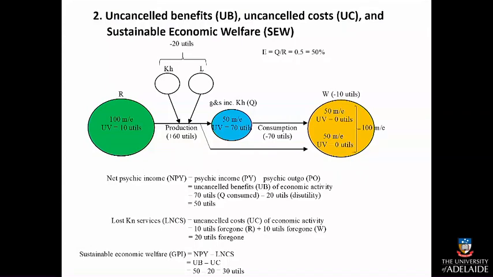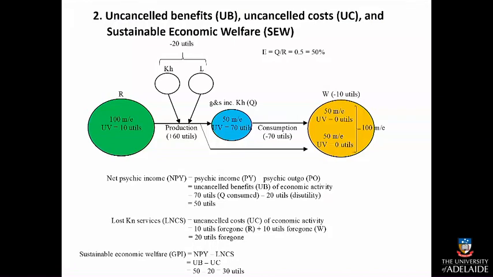Okay, so net psychic income. Just think of psychic income as equivalent to utility. It's a term that ecological economists quite often use. Think of net psychic income as equal to psychic income minus psychic outgo, which would be things that lead to disutility, the disutility of the production process. We have 70 utils, which are the uncancelled benefits, minus the 20 utils of disutility.